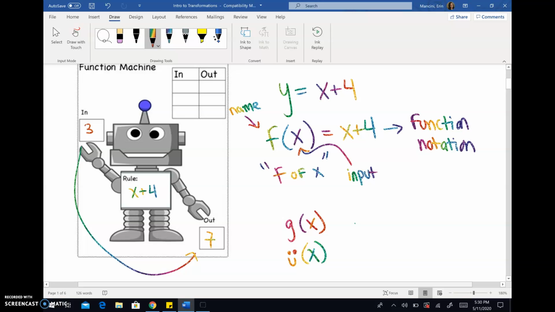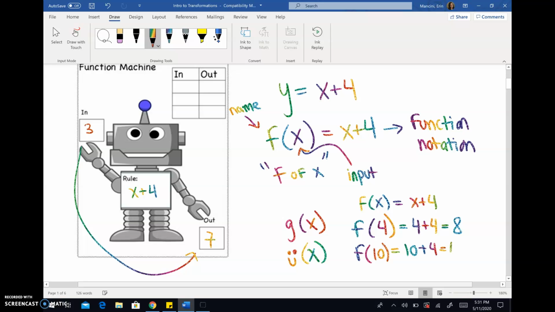Or you could say like f of 4, which means the function's name is f and you're plugging 4 into the function. So if my function again is f of x equals x plus 4, well, you replace the x with 4. That means the new input is 4. So you're going to plug 4 in wherever you see x. And then you have the equation 4 plus 4, which is now 8. Okay, or you could do f of 10. 10 is now your x. 10 plus 4 equals 14.